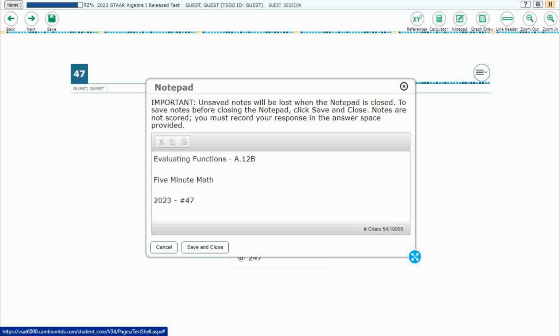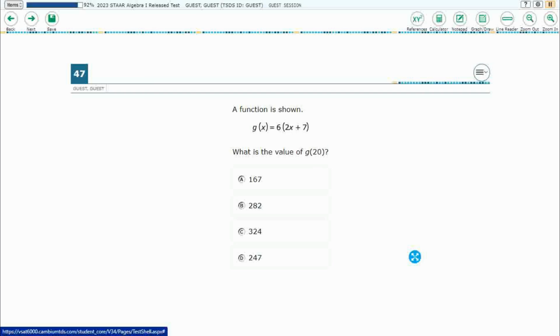Today we are looking at the Algebra 1 concept of evaluating functions. This is standard A.12B in the great state of Texas, and we're using item number 47 of the 2023 released STAAR test. If you haven't done so already, please go ahead and take a moment to pause the video, work this problem out on your own, unpause it, and we will look at our answers together.